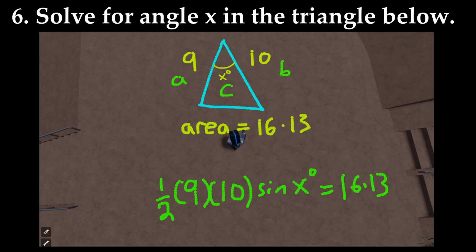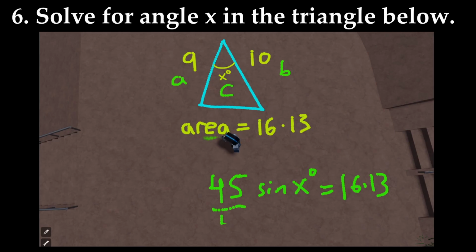Next, let's do 1/2 times 9 times 10 just to clean this up a bit. So if you do 1/2 times 9 times 10, you should get 45. And then let's isolate sine x. To isolate sine x, just divide by 45 because that's the coefficient.